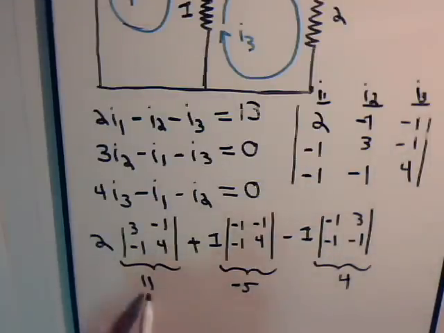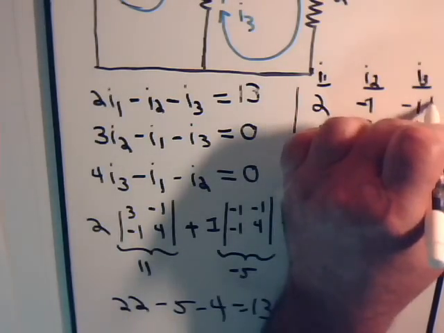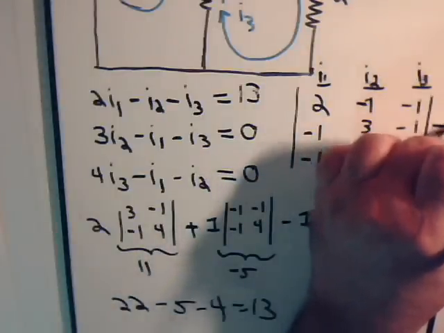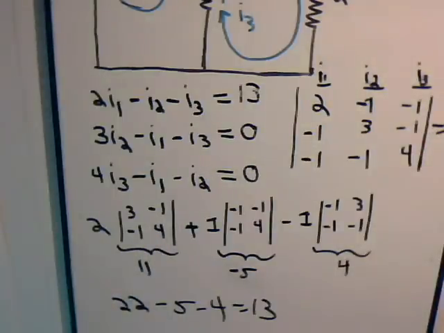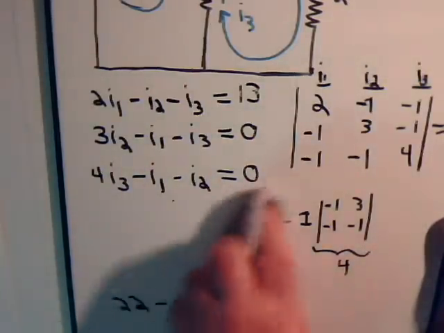So let's see what we have. We have 2 times 11, that's 22. 1 times -5, -5 minus 1 times 4. 22 minus 9 is 13. So the value of this determinant is 13. Okay, now we're in a position where we can quite readily determine the value of I1, I2, and I3.